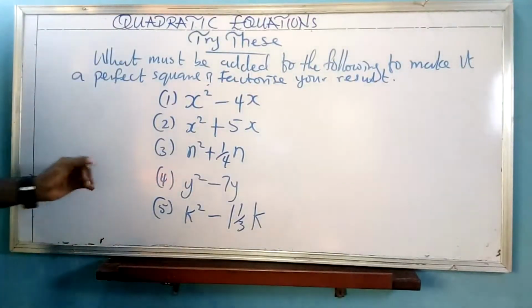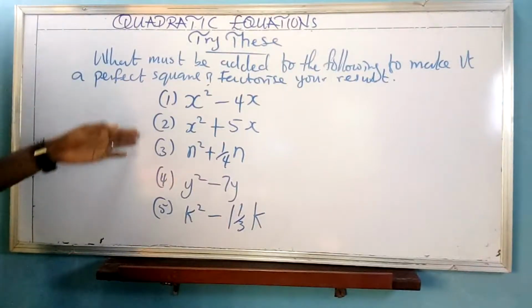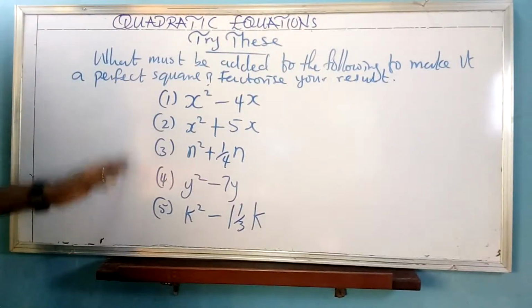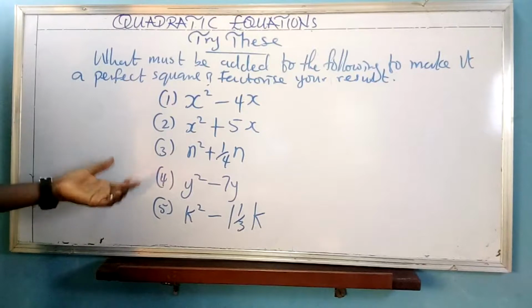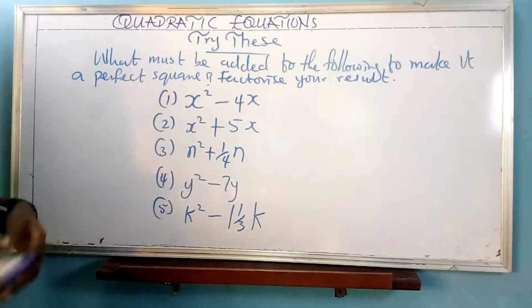So here is a question I want you to try. What must be added to the following expression to make it a perfect square? After you've gotten that, then you now factorize your result.